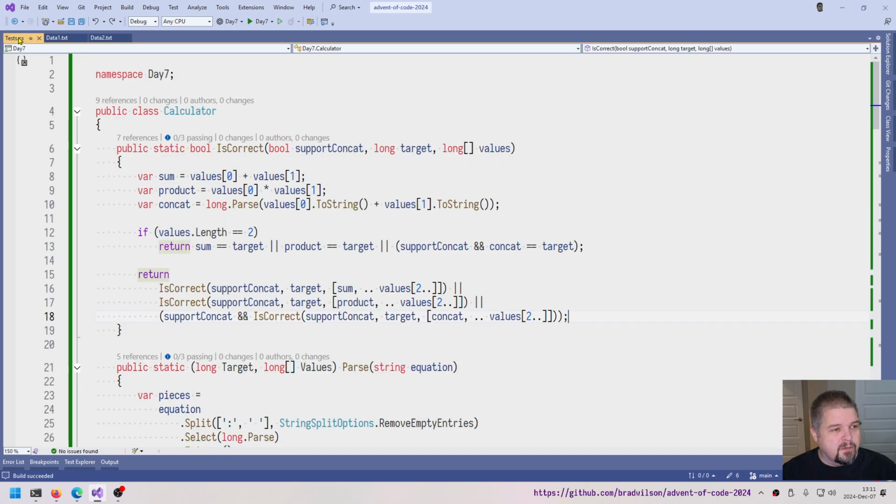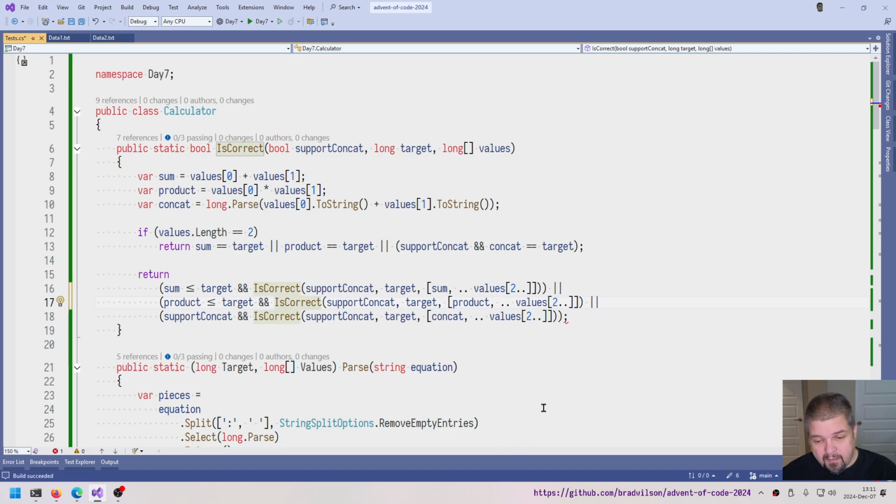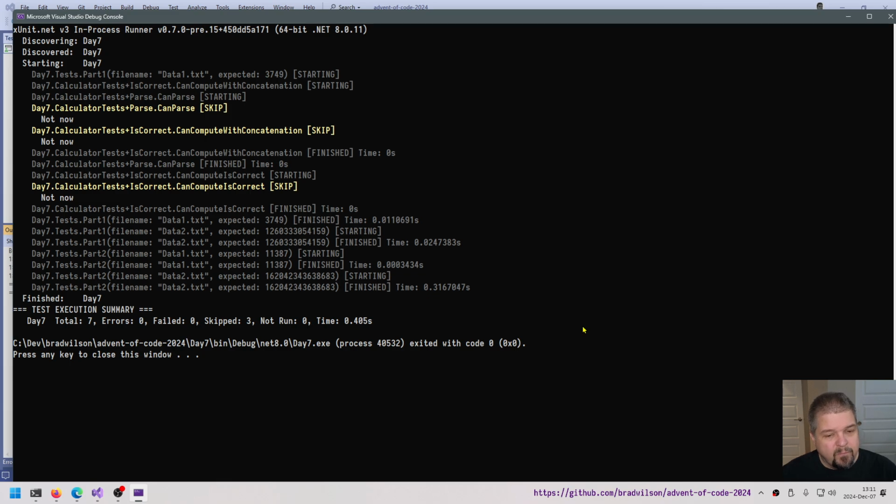So the reality is that we should only call this if, for example, sum is less than or equal to the target, right? If sum has already exceeded the target, then that's no good. And then here we do the same thing, less than or equal to the target. And down here we can just say concat, less than or equal to the target. All right, so that's one optimization we can do. Let's make sure we didn't break anything. We did not break anything, and we went from half a second to 316 milliseconds. That's pretty good, right? We literally cut a third of the time off of the algorithm just by knowing that there is a case where we can drop out.